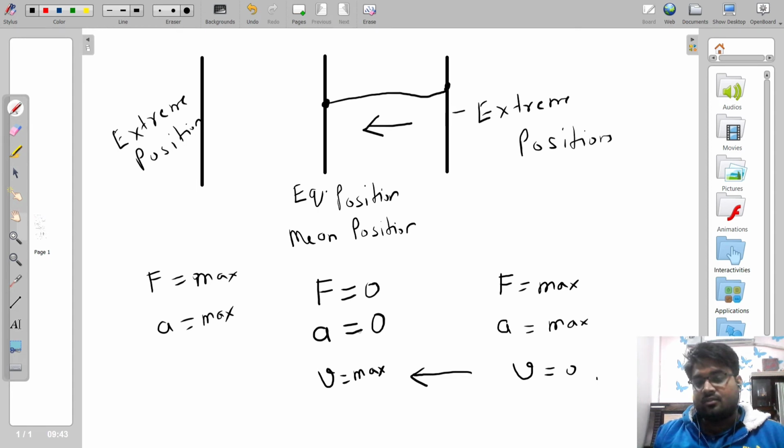Even though force is 0 and acceleration is 0, the body has maximum velocity at this position, and because of that the body doesn't stop at the mean position. It moves further towards the left extreme. So the body moves from A to B and then C.